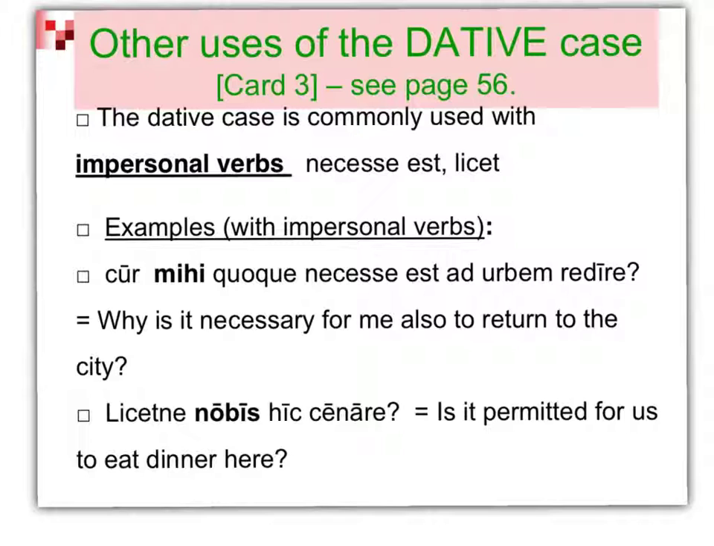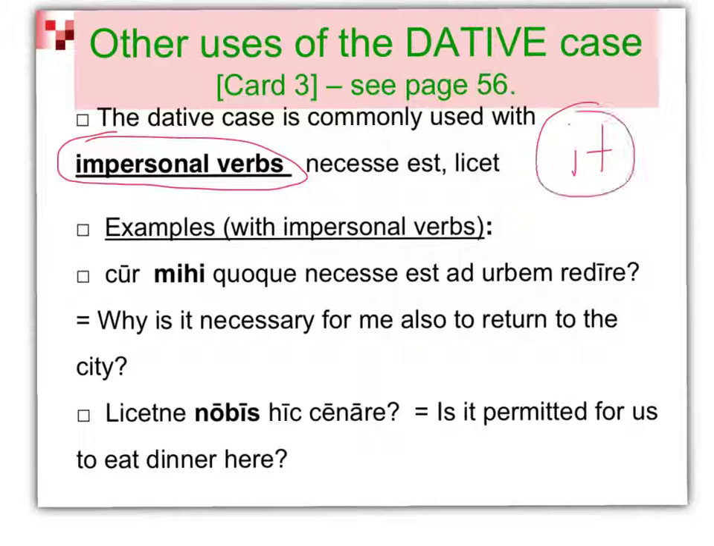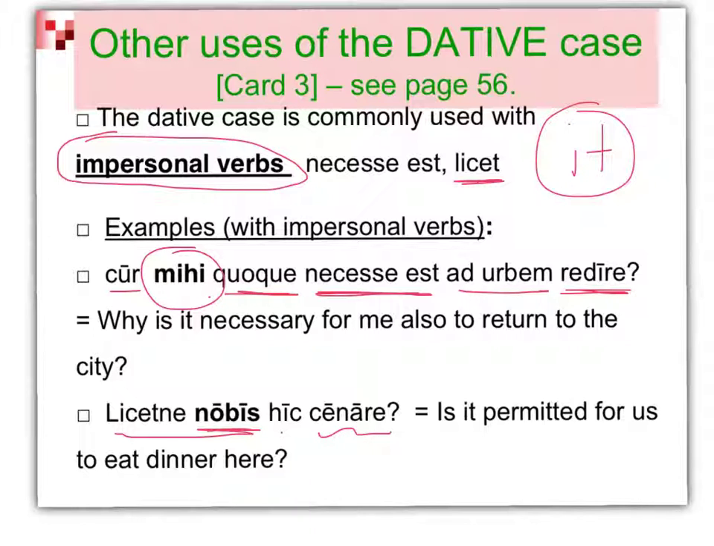Now, hello, we have yet another use. Dative is commonly used with impersonal verbs like necesse est or licet. So impersonal, you just think of it as generic it, like it is necessary, or licet, it is permitted. So here's an example. Cur, why is it necessary, necesse est, quoque, also, mihi, here's our pronoun, for me, redire, to return, ad urbem. Or licetne nobis, is it permitted for us, or may we, cenare hic, dine here, eat dinner here.